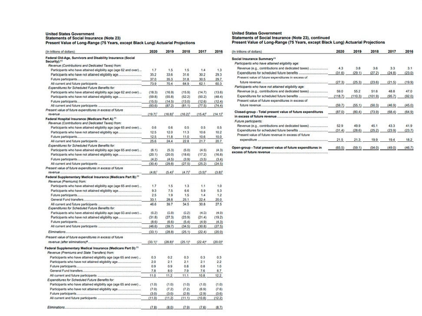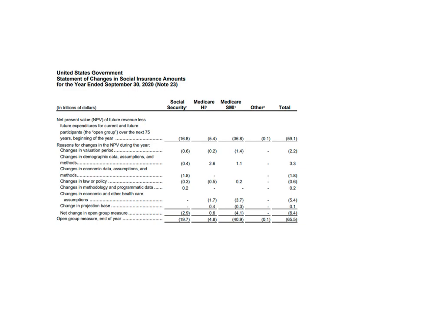Right, next is the statement of changes in social insurance amounts. This statement shows the reasons for the change in social insurance obligations during the year. But as we said, we only capture a small amount of social insurance obligations, mainly because they are due. Okay, so compared with the actuarial results, these are small. These numbers are really small.